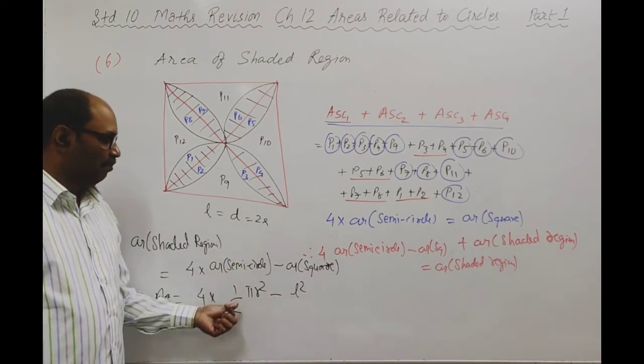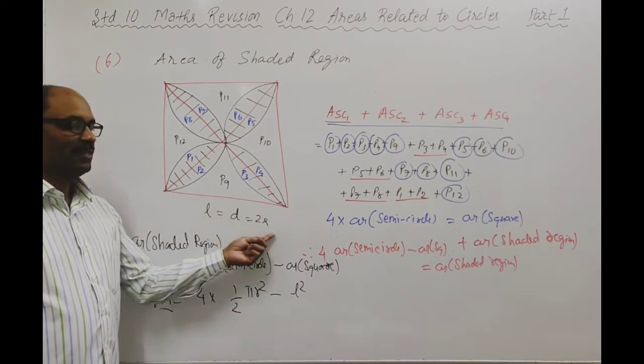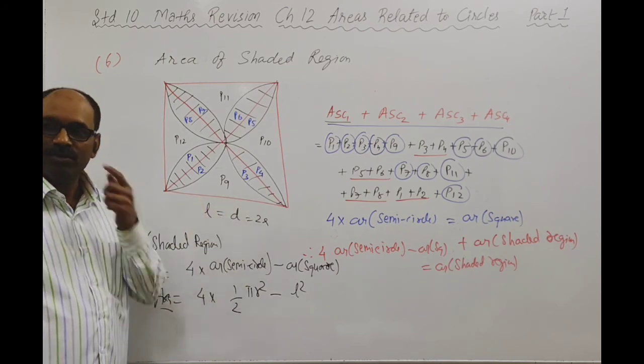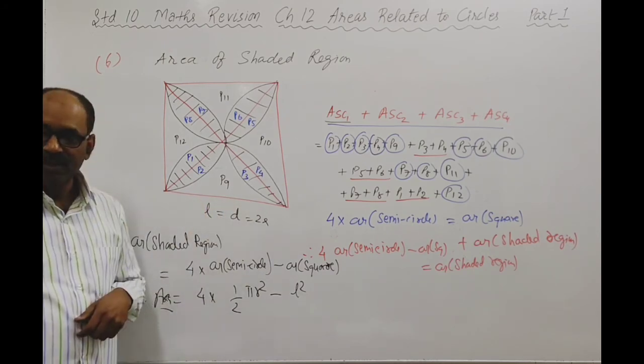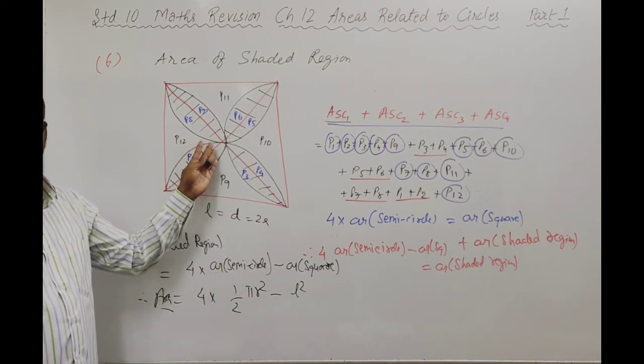But there is one relationship between the length of the square and the radius. Tell me, length is how much? Double the radius. Your length is equal to the diameter. So 2r. Is that clear? Did you understand? Sure. So you can remember the formula directly for this.